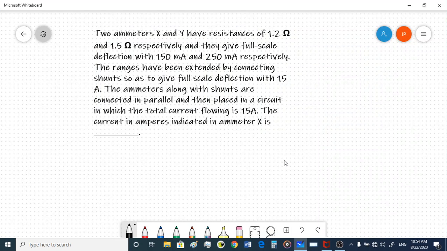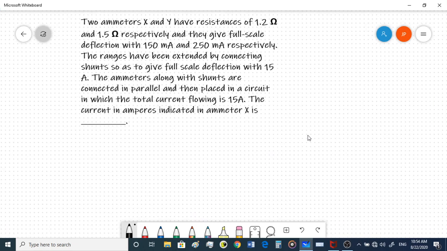So hi guys, since we have already discussed the moving coil instruments and the electrodynamometer type instrument, today what we are going to do is look at two questions, two problems.